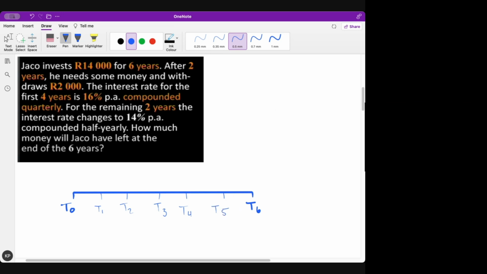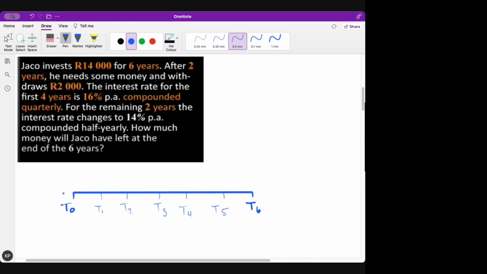So after 2 years, he's going to need money and withdraws 2,000 rands. And the interest rate for the first 4 years is 16% per annum compounded quarterly. For the remainder of the period, which is 2 years, the interest rate will change to 14% per annum compounded half yearly. So there's a lot of information over here, and I recommend that we just first fill in our information.